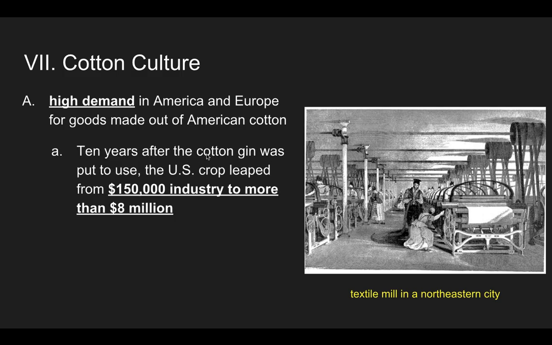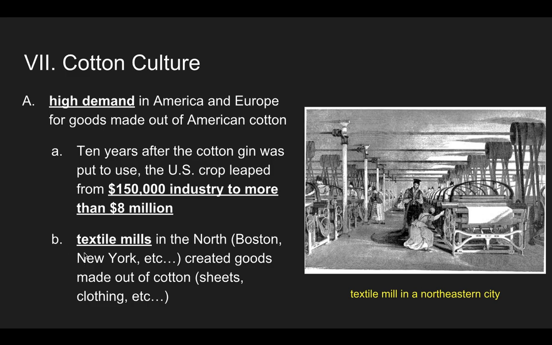So 10 years after the cotton gin was put to use, so we're right around 1800, 1805, the U.S. crop leaped from a $150,000 industry to more than an $8 million industry. So cotton skyrocketed. It became a huge industry around the world, mainly in Europe and America.